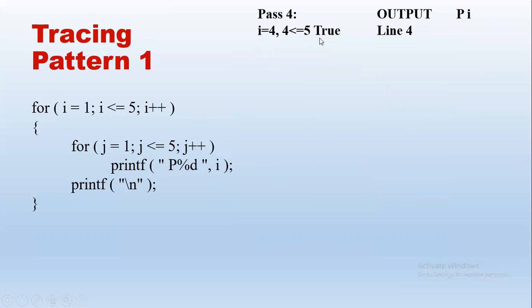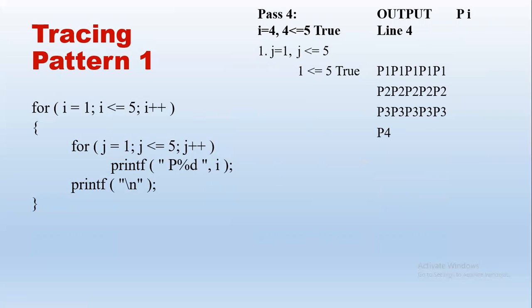We need to print line 4 now. So line 3 we have printed. The first 3 lines of the pattern we have printed. Next, J starts from 1 again. So J is 1, and 1 is less than or equal to 5, condition true. We need to print Pi. I is 4 this time.